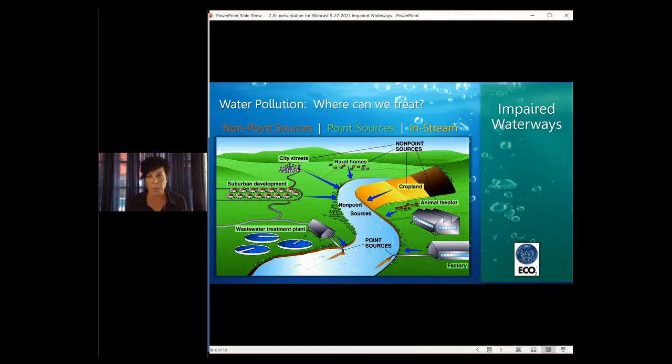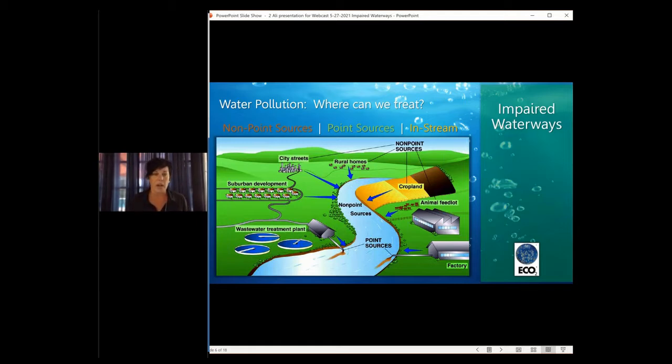This is a diagram that a lot of people have probably seen many times before. I stole this one off of Google, so thank you, Google. But I think it shows a really good distinction between point sources and non-point sources. So you can see point sources are the discharge from a wastewater treatment plant or a wastewater discharge from, say, a factory or an industry.